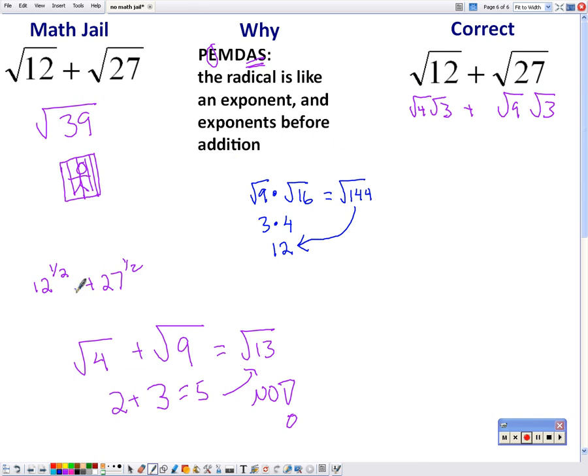And it all goes back to treating a radical like an exponent and what you are allowed to do under an exponent. The correct way to do this problem is to take the square root of 4 and make it a 2. The square root of 3 stays the square root of 3. The square root of 9 is 3. Now, I have 2 square roots of 3 plus another 3 square roots of 3. And together, that makes 5 square roots of 3.